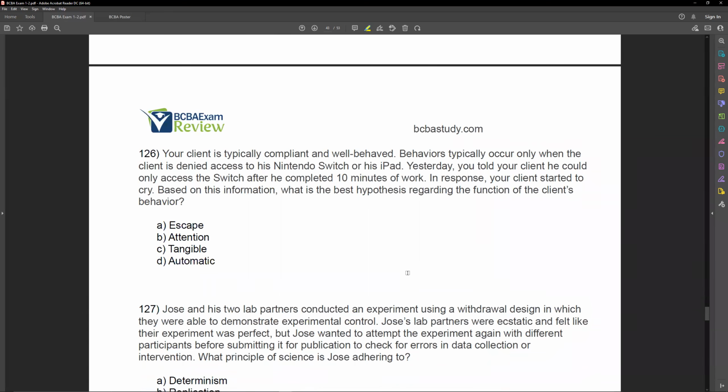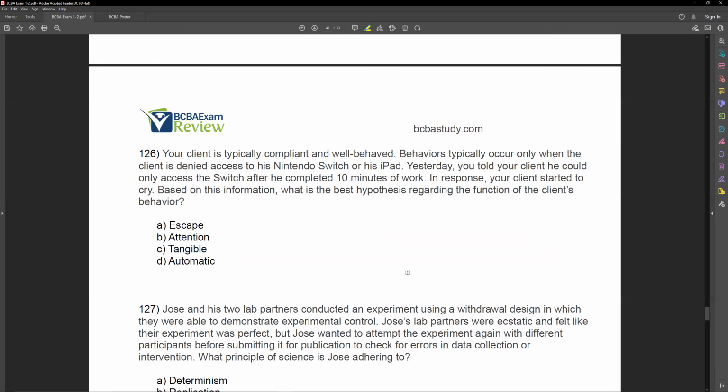126, your client is typically compliant and well-behaved. Behaviors typically occur only when the client is denied access to his Nintendo Switch or his iPad. Yesterday, you told your client he could only access the Switch after he completed 10 minutes of work. In response, your client started to cry. Based on this information, what is the best hypothesis regarding the function of the client's behavior? All right, pretty clear-cut question.